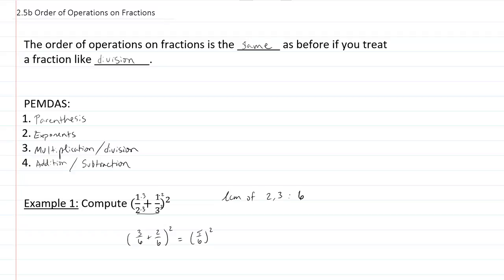And now we can use our exponent. We can compute the exponent since everything on the inside of the parentheses has been dealt with. So 5/6 squared is the same as 5 over 6 times 5 over 6, which is just multiplying straight across, 25 over 36. And that should be our answer.